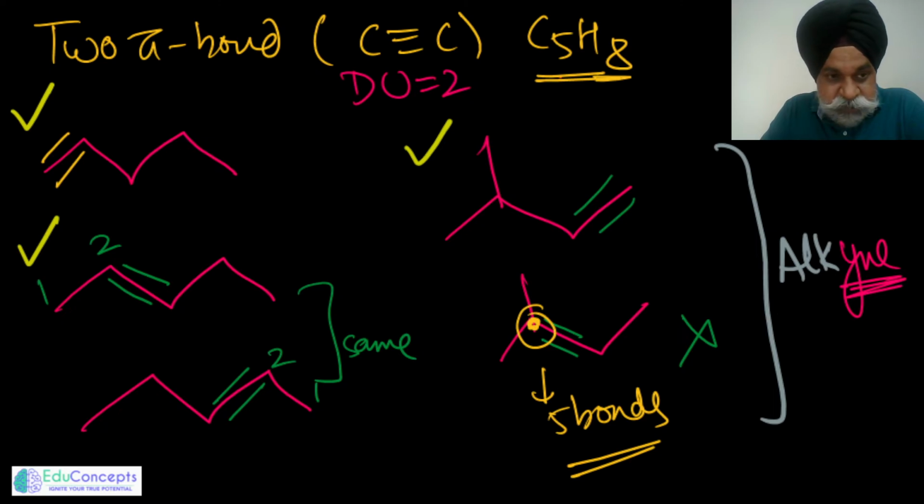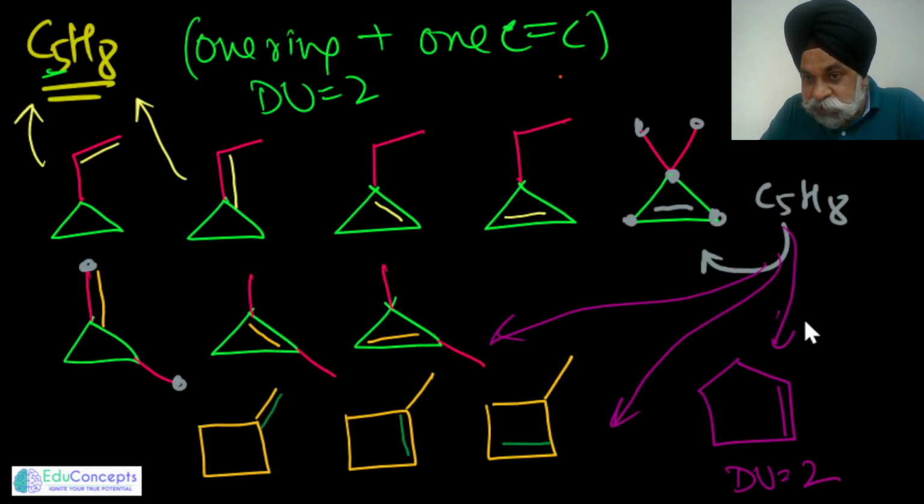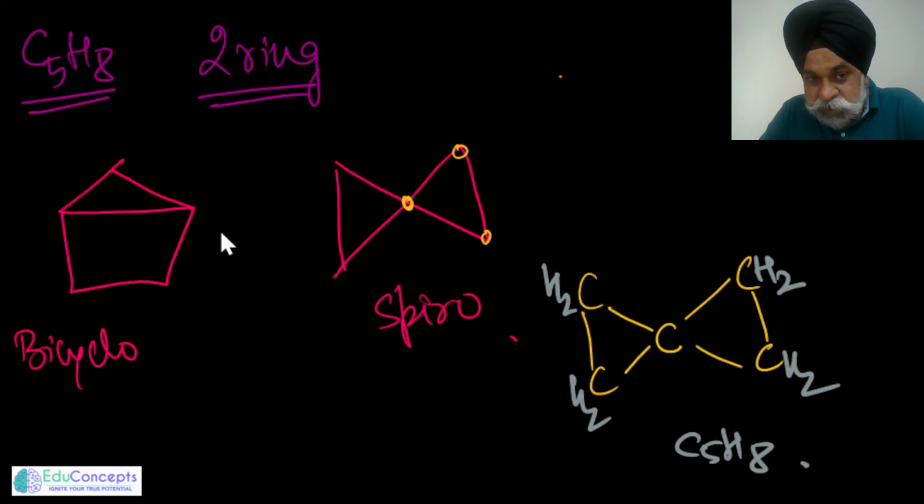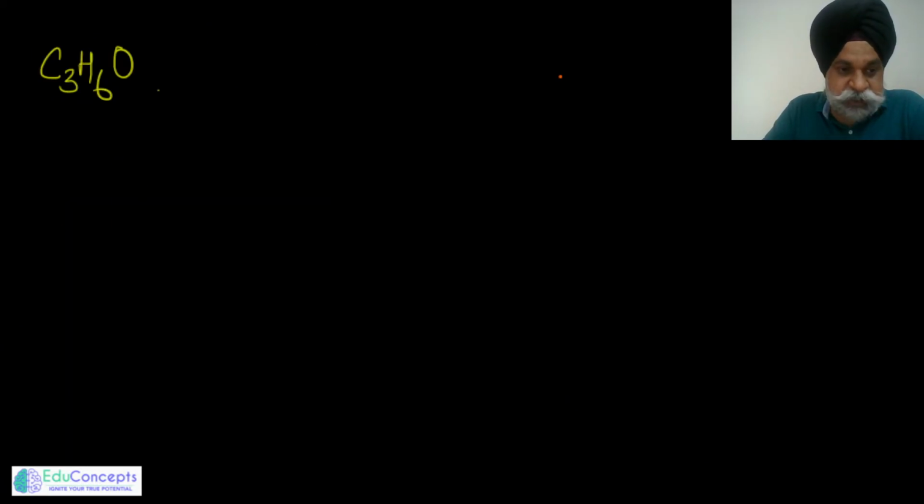So is it alkyne or is it cycloalkene? These are cyclo, and along with that there is a double bond also, so cycloalkene, and these are the two rings, bicyclo or spiro, something like that. So this is so important and so interesting. Moving forward, let me take a few more examples, although the video may go long.